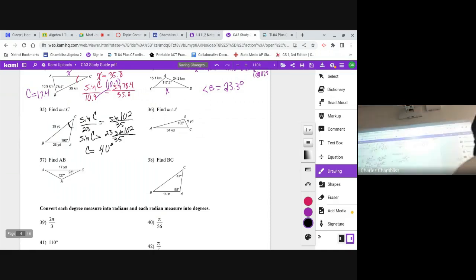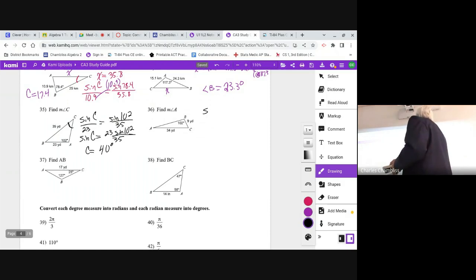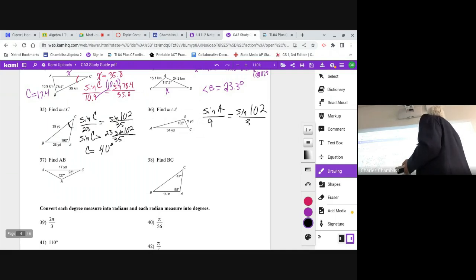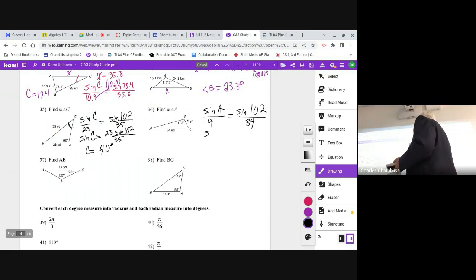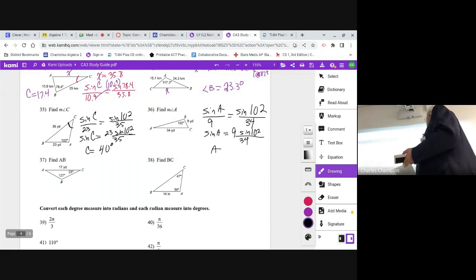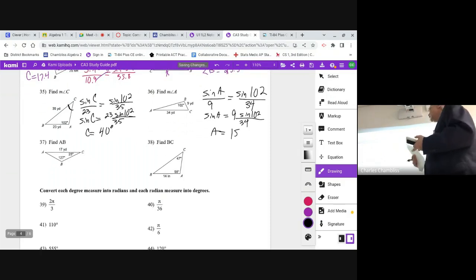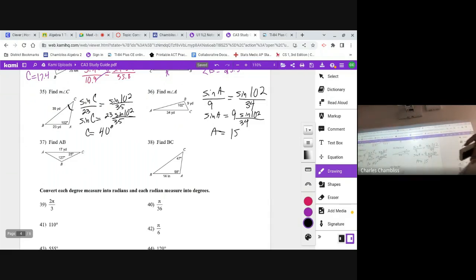Okay. For angle A here, number 36, that's going to be sine A over 9 equals sine 102 over 34. Sine B over B, the angle opposite the segment that we need. Work that one out, you get sine A equals 9 sine 102 over 34. So there is a lot of basic algebra as we work through this. And then this one, A equals 15. And then here in the other two, I'm using the law of sines not to find the angle, but to find the segment. So I'm not going to have to do inverse sine stuff.